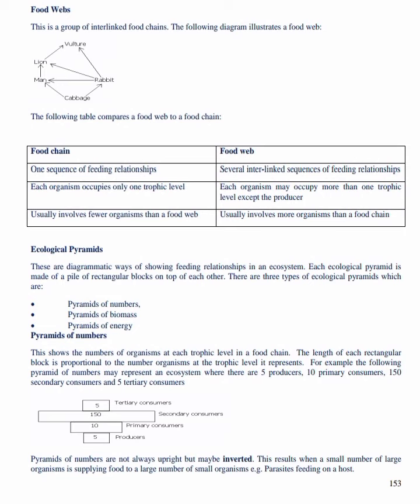These pyramids of numbers are not always upright. They may also be inverted. This simply means that we might have more tertiary consumers, more secondary consumers, more primary consumers. In other cases, it can be vice versa, not like the way it is here. We can have a small number of organisms at any trophic level. So it would depend on the number of organisms whether it is inverted or upright.